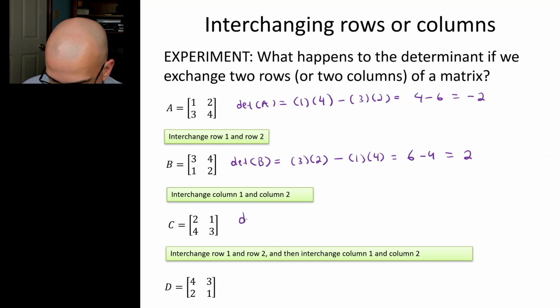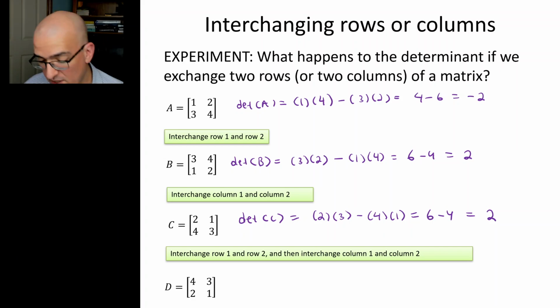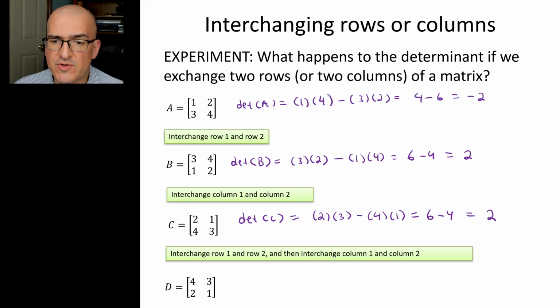Determinant of C is 2 times 3 minus 4 times 1. So 6 minus 4, which is 2 again. So changing a row and changing a column both gave us the negative of what we started with. And then what happens if we do two operations?